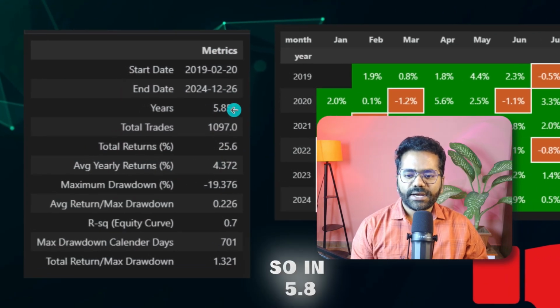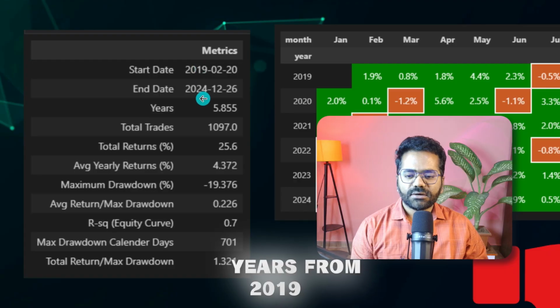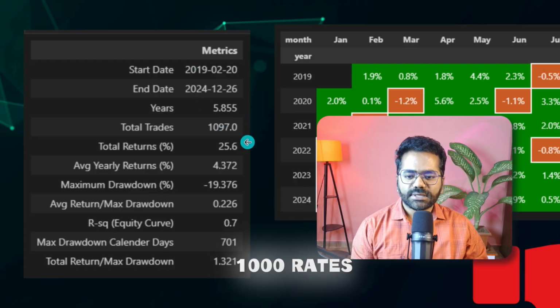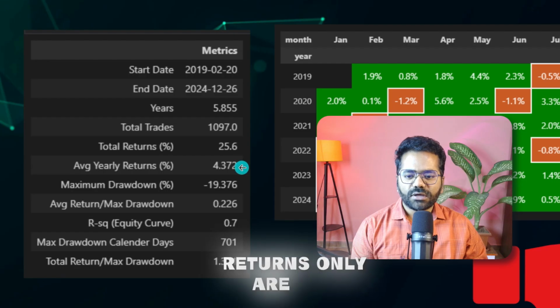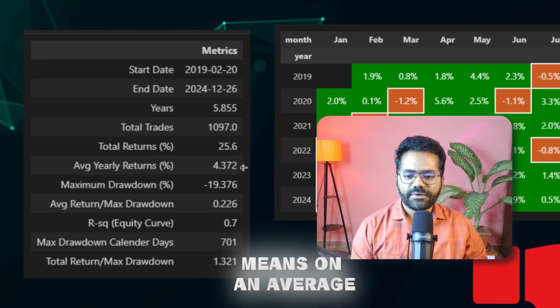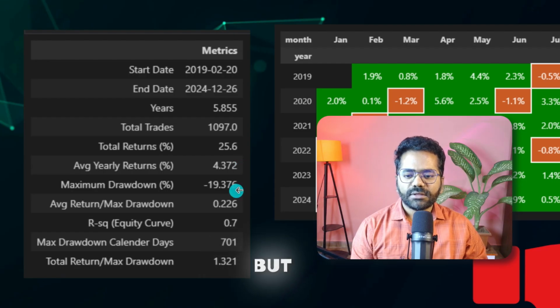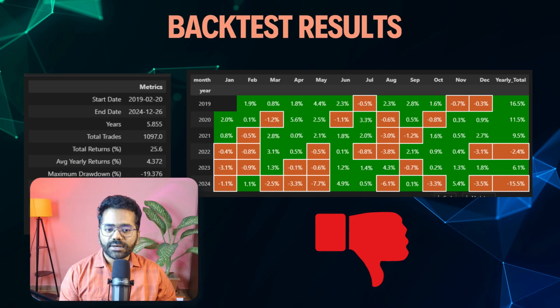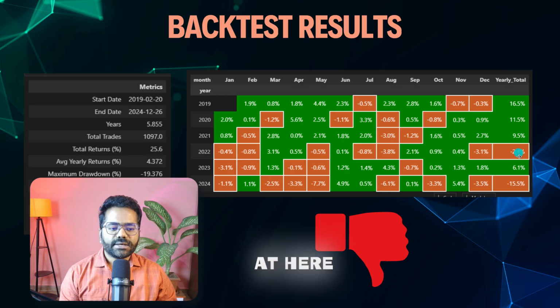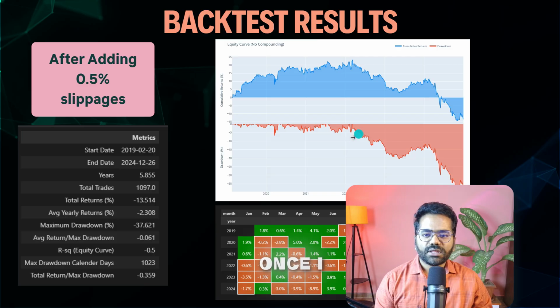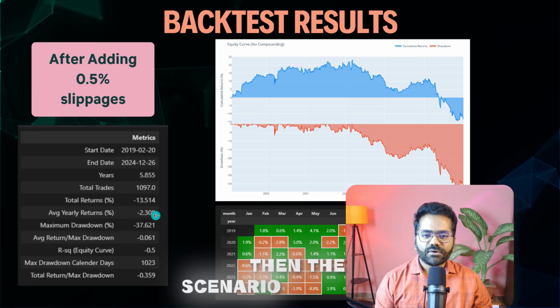So in 5.8 years from 2019 till 2024, we have 1,000 trades and average returns are only 4%. It means on average every year we made 4%, but the drawdown is 19%. So the ratio is only 0.2. Generally we want this above 1. And if you look here, 24 is a loss-making year and 22 is a loss-making year, but other years are profitable. Once I add slippage, then the scenario completely changes.